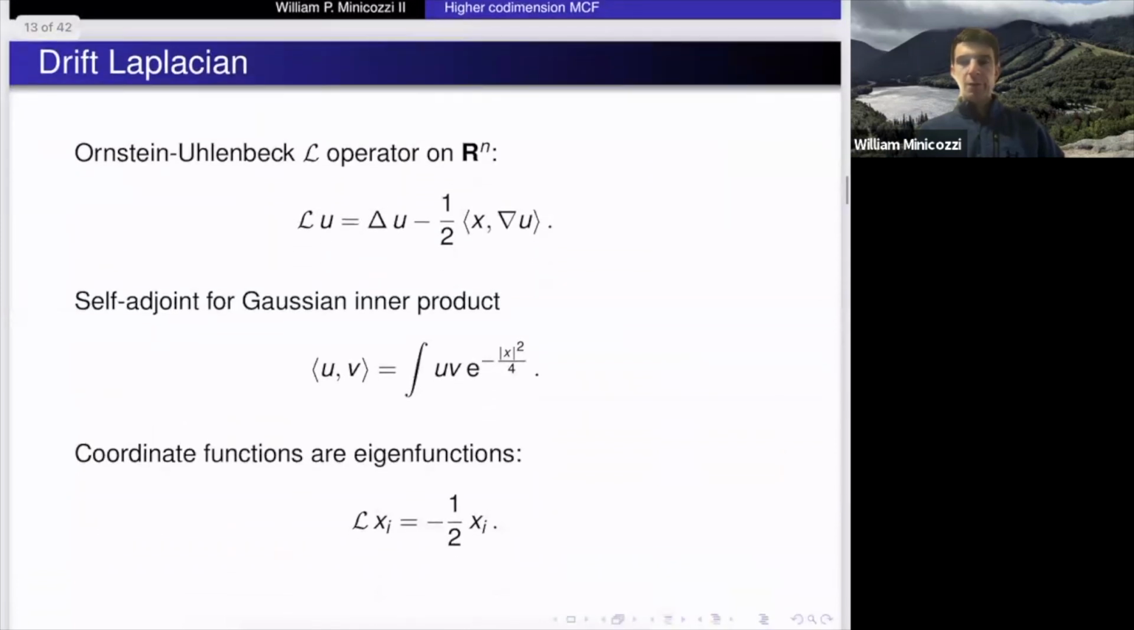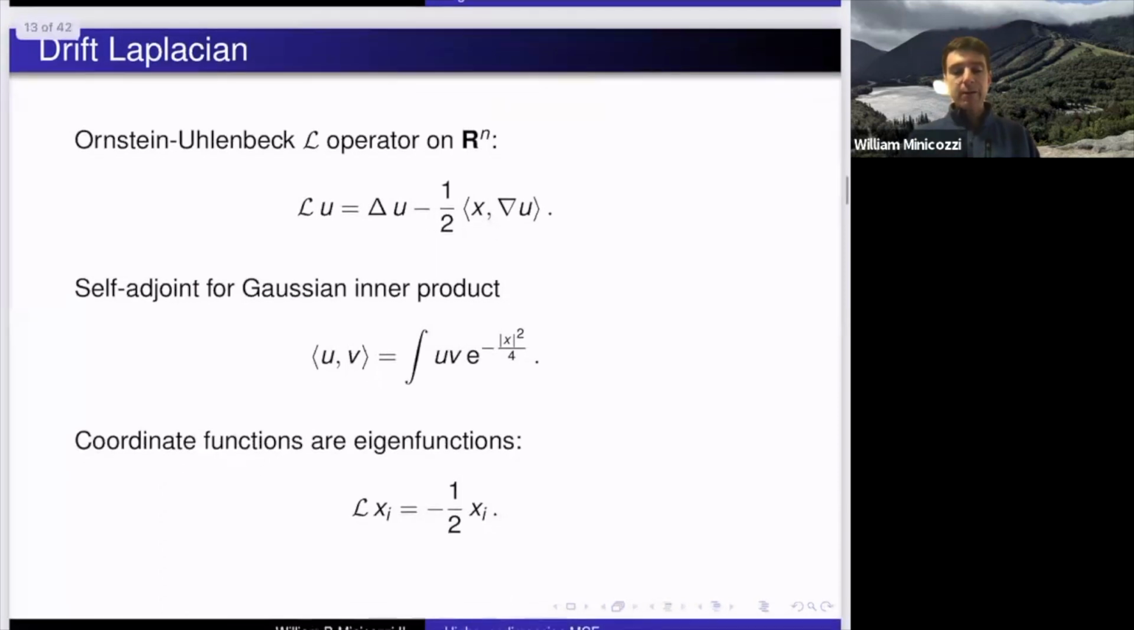Okay, I want to introduce another friend that we're going to meet up with. And this is the drift Laplacian or Ornstein-Uhlenbeck operator. And so on Euclidean space, I'll always write this as script L. The second order part of this is just the Laplacian. But then there's this first order part where I take the gradient of the function and I inner product it with the position vector. And then there's a normalizing factor, a half.